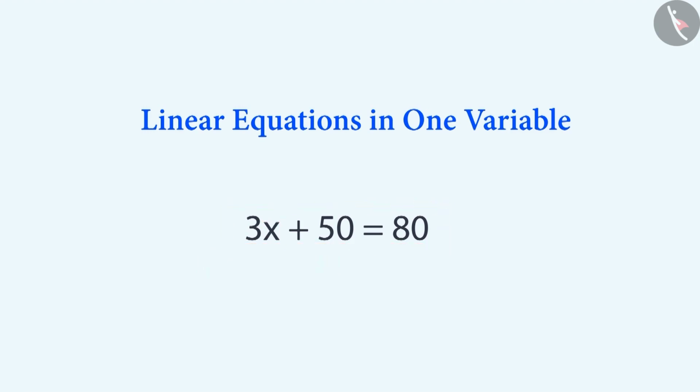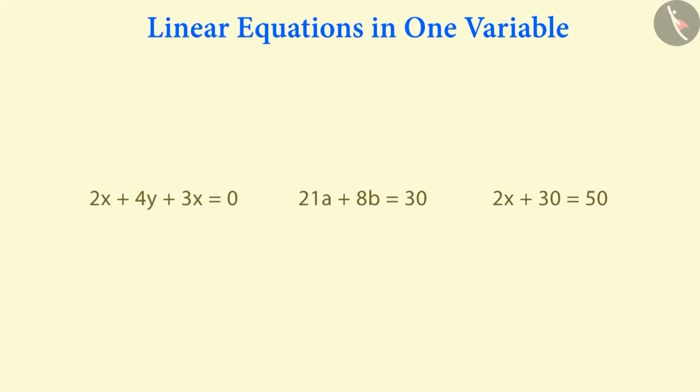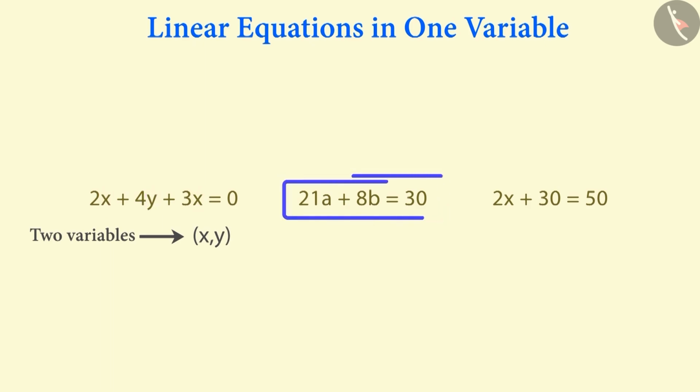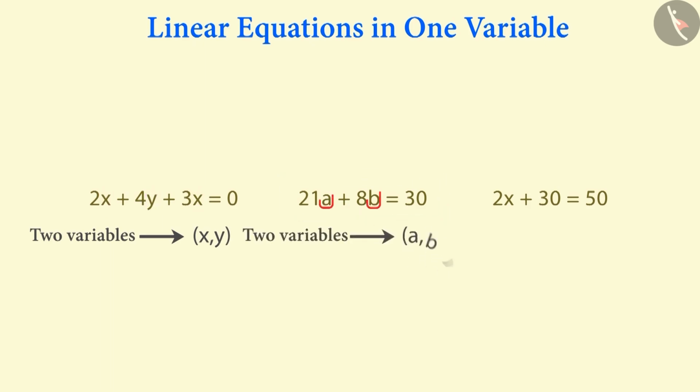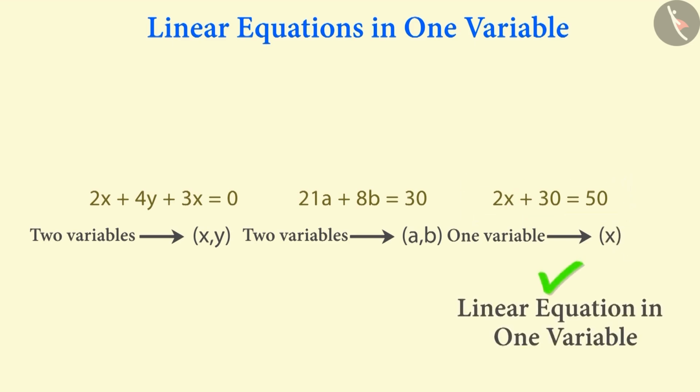This equation tells us that the total value of the left-hand side must be equal to the right-hand side, that is 80. Let's start this session with these equations. Here, the first equation has two variables, x and y. Similarly, the second equation contains two variables, a and b. But our last equation has only one variable, which is x. Therefore, only this equation can be called a linear equation in one variable.